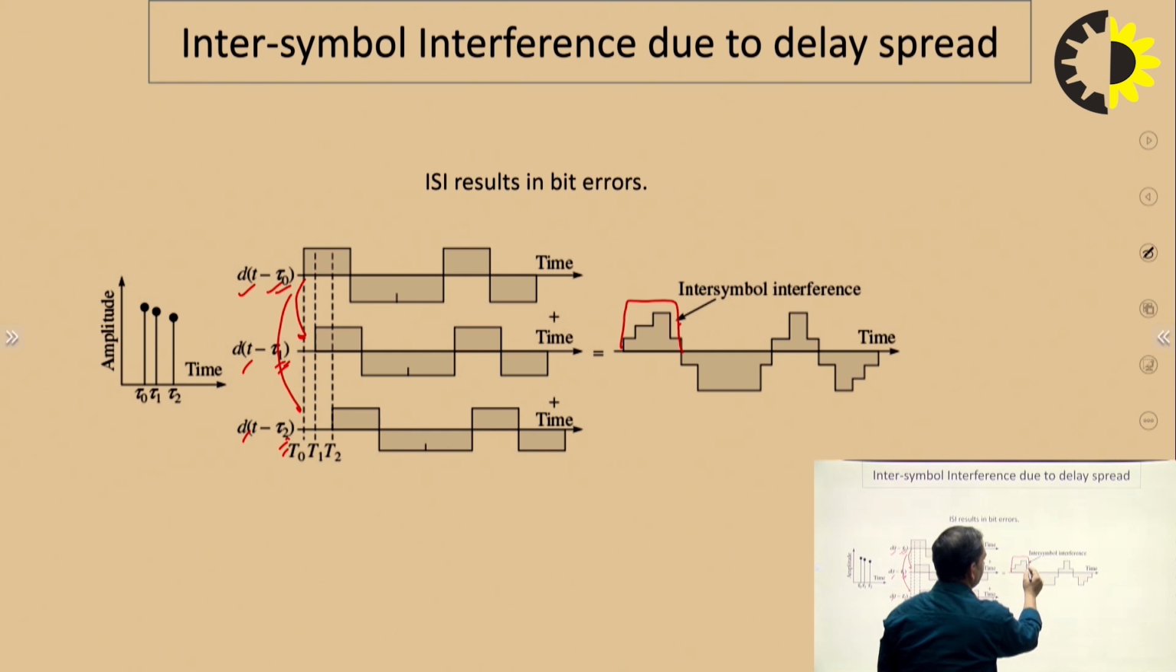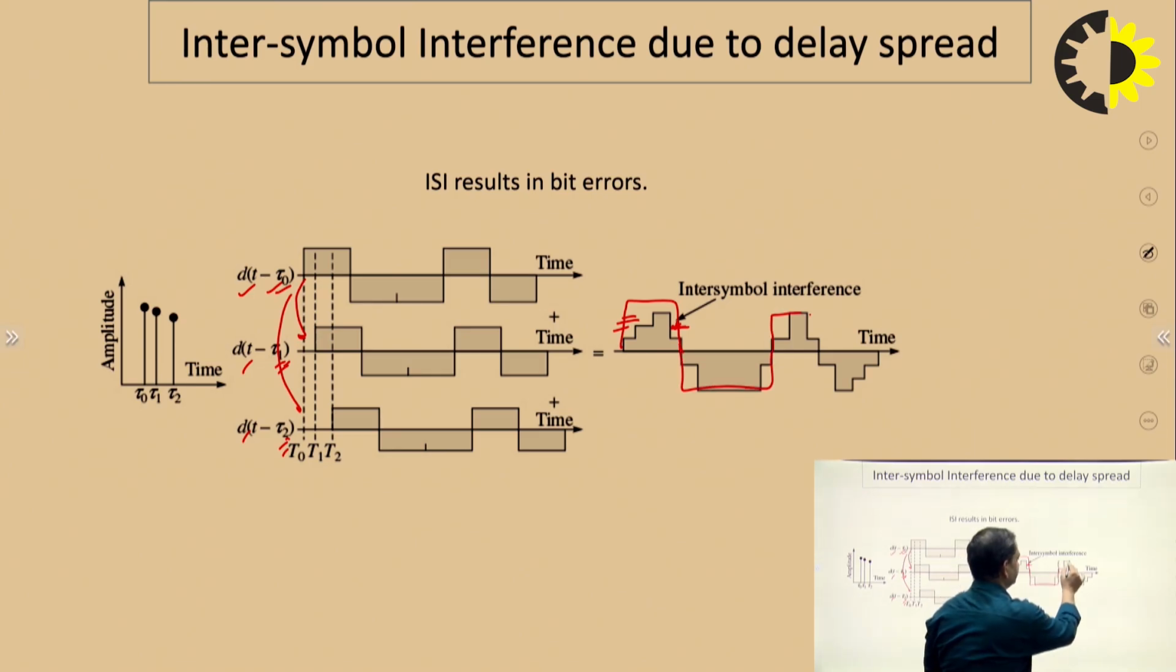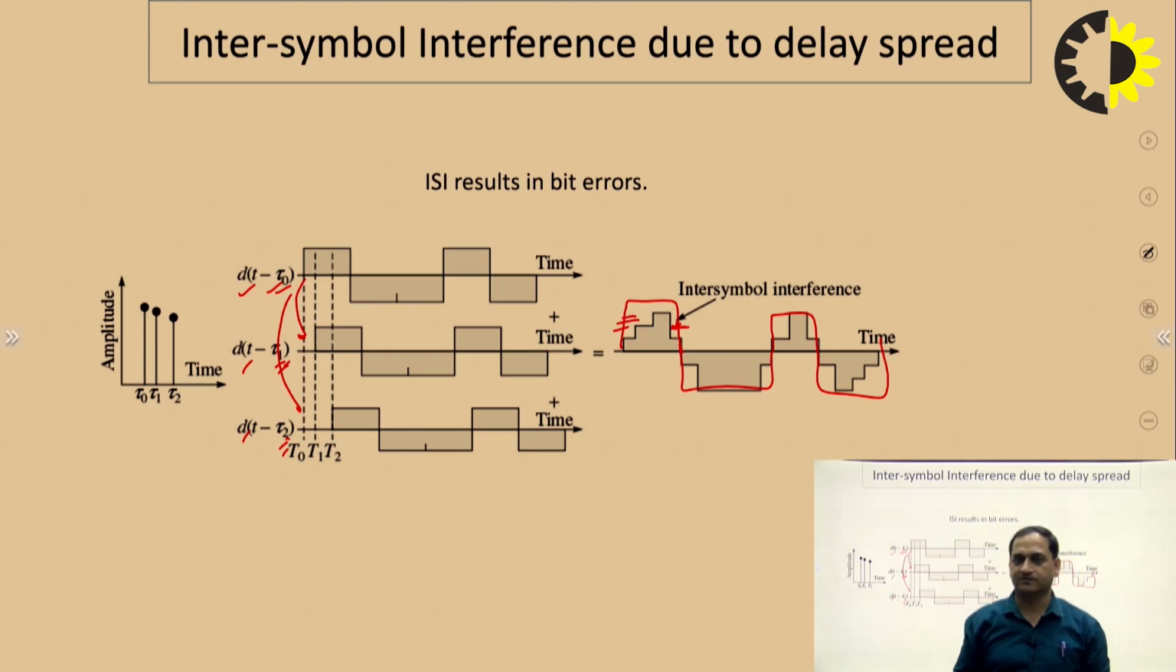But if we are not getting that signal, then this portion is what is called the ISI, or intersymbol interference. So the same signal must be received like this. If we are getting multiple copies of the signal, then when we combine them at the receiver, interference can occur.